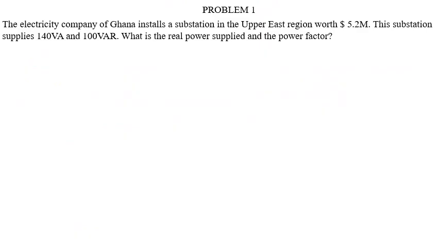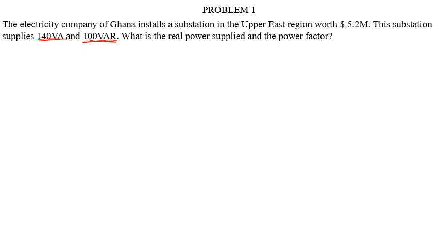So let's move forward. We have our first problem, which says the Electricity Company of Ghana installs a substation in the Upper East region worth $5.2 million. This substation supplies 140 VA. When they say 140 VA, what is it? Realize that this is apparent power S. And 100 VAR is the reactive power Q. What is the real power supplied and the power factor?